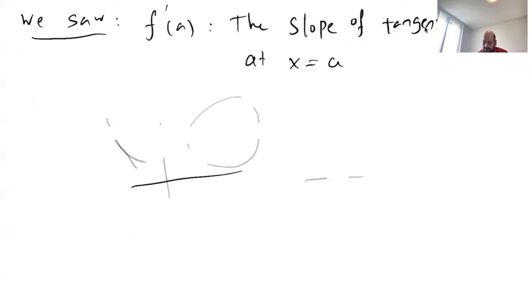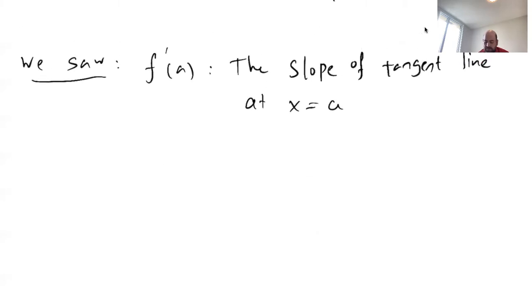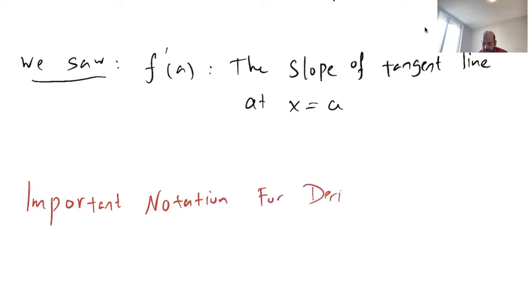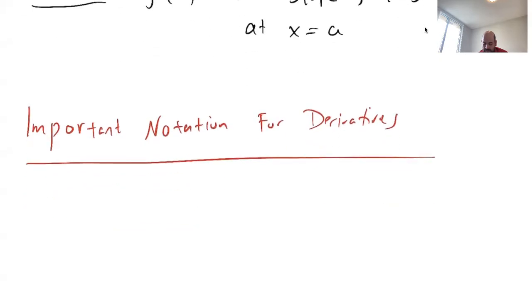Okay, so let's also look at another important notation for derivatives. This one is called the Leibniz notation.